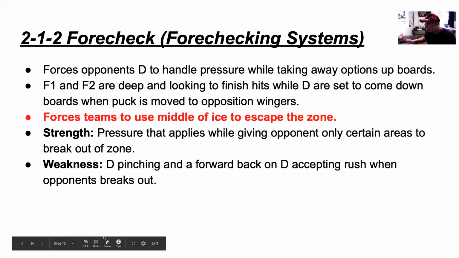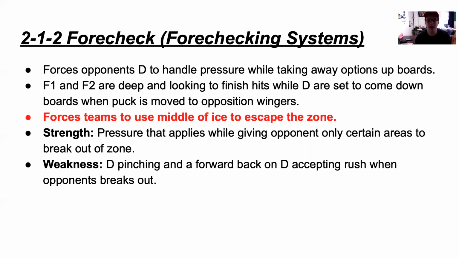So the 2-1-2 forecheck. This forces opponents to see the handle pressure taken away, while taking away options up the boards. F1 and F2 are deep and looking to finish hits, while the Ds are set to come down the boards when the puck is moved to opposition wingers. And this forecheck forces teams to use the middle of the ice to escape the zone, which is very hard to do. The strength about this forecheck is this pressure applies while giving the opponent only certain areas to break out of the zone. And the weakness is the D is pinching and a forward is back on D accepting the rush when opponents break out.